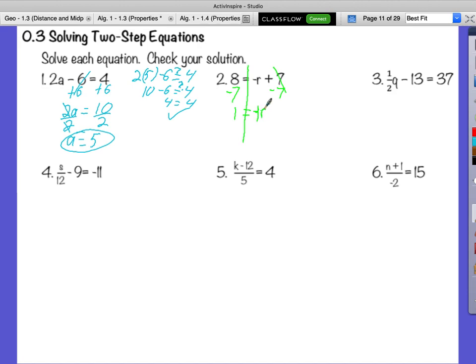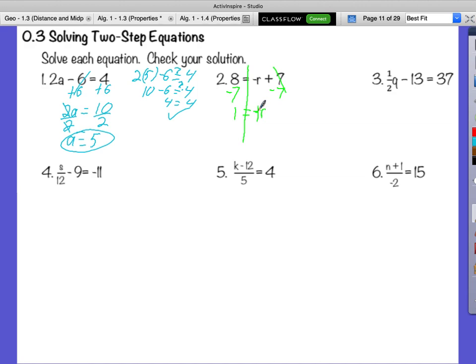Negative 1 times r, will that change the value of it? Yes. What's 1 times anything? The same number, right? What's 1 times 5? 5. What's 1 times negative 230? Negative 230. It wouldn't matter what number I say, it's the same number. So 1 times that number.